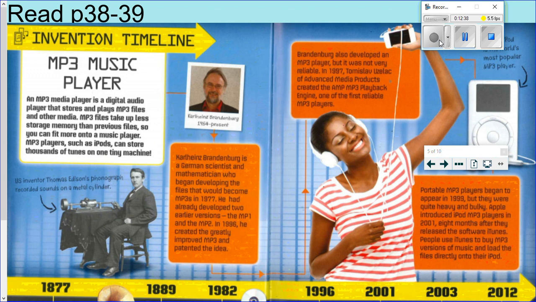Okay, press pause, have a little read through paragraph 1 and think, why are the MP3 players better than previous music players?